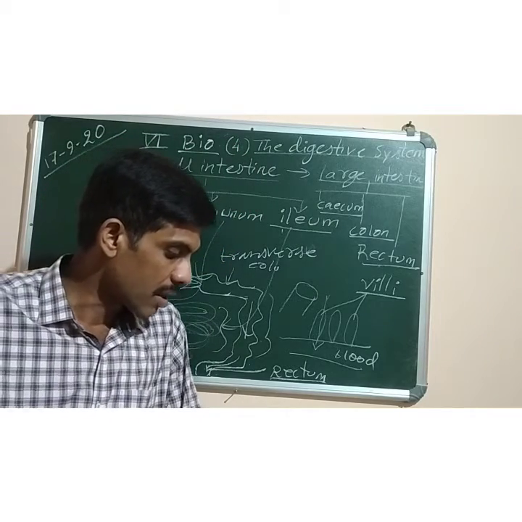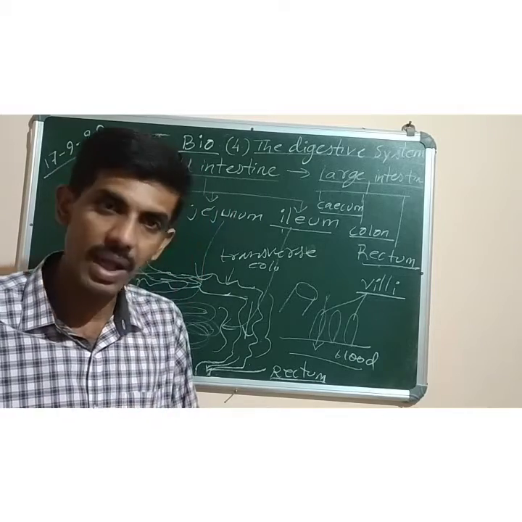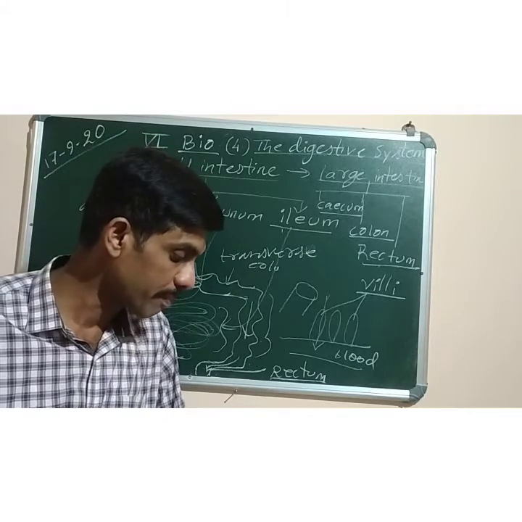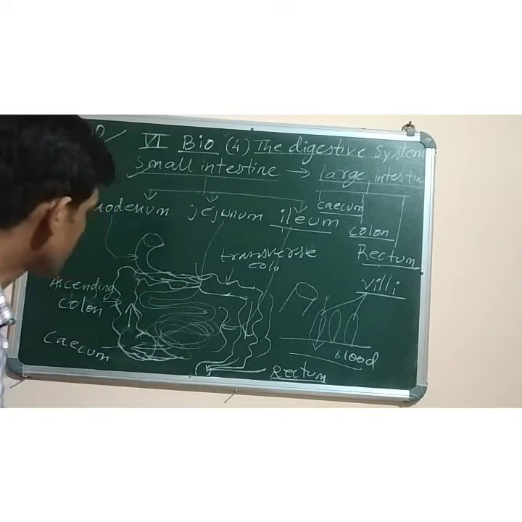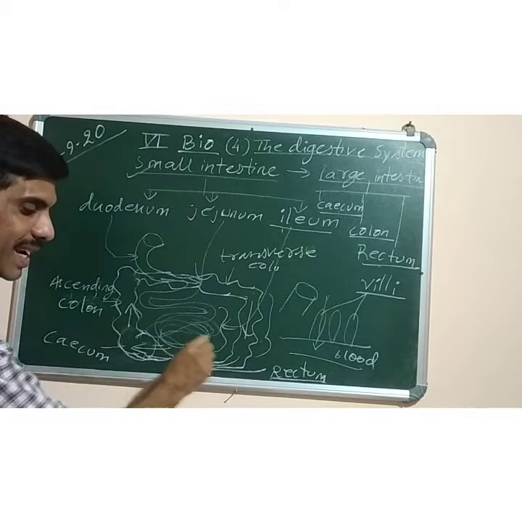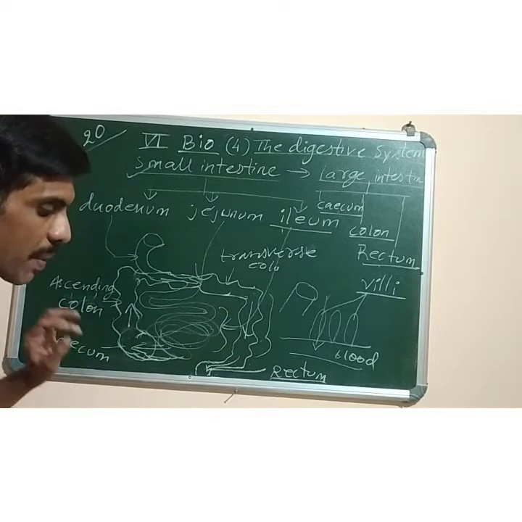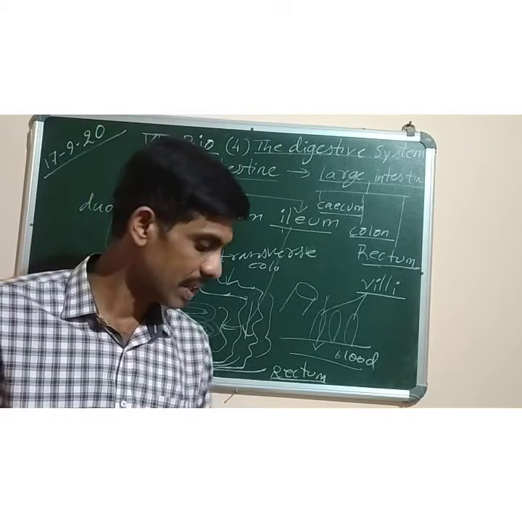Okay. Now caecum is a pouch-like structure. It connects the small intestine to the large intestine and leads to the colon. Colon is the largest part of the large intestine. It is further divided into three parts: ascending limb, transverse limb and descending limb. And rectum is the lowest part of the large intestine where the undigested food is stored.